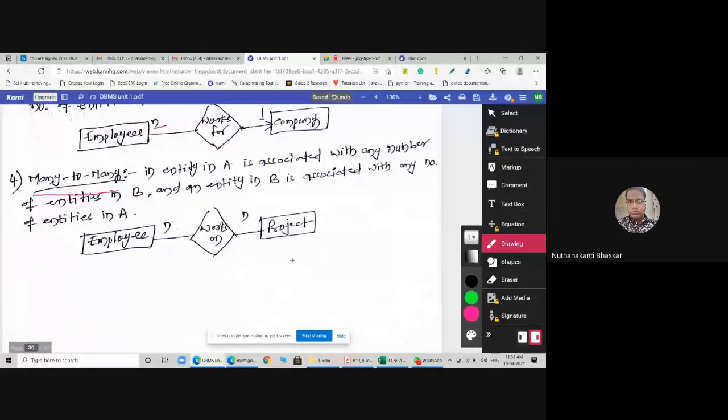The last one is the many to many. That means more entities are associated with more entities of another entity set. That is, employees work on projects. Here, many employees work on many projects. In a software company, more employees work on more projects.